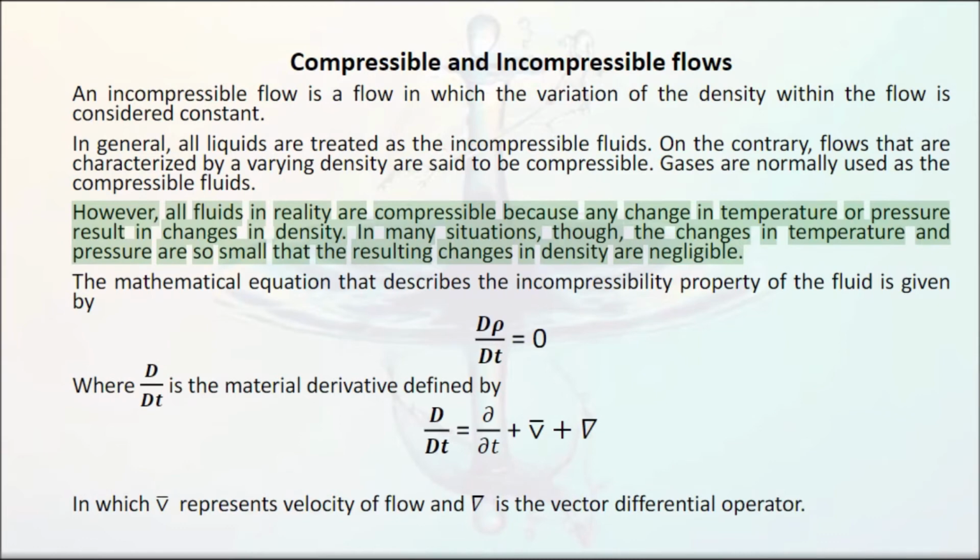In many situations, though, the changes in temperature and pressure are so small that the resulting changes in density are negligible. The mathematical equation that describes the incompressibility property of the fluid is given by D rho by Dt equals 0, where D by Dt is the material derivative defined by D by Dt equals partial by partial t plus V dot del, in which V represents velocity of flow and del is the vector differential operator.